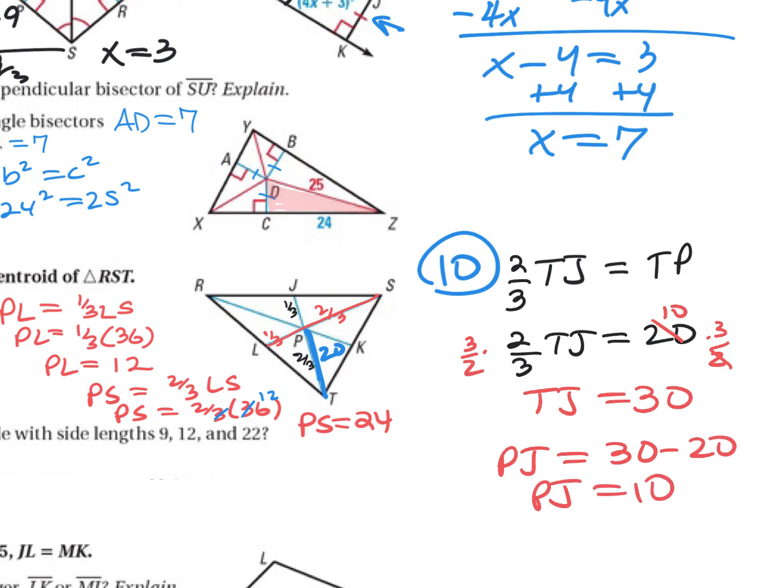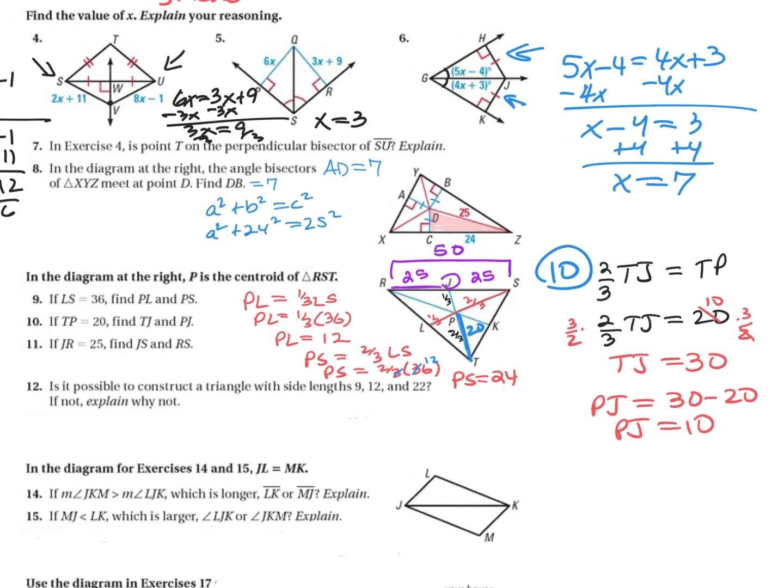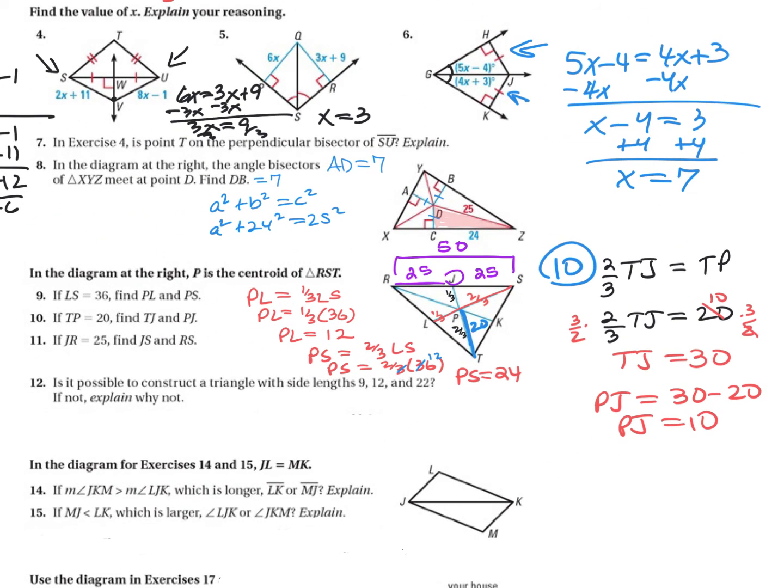Then for number 11, they gave us JR, and JR is this one right here. And I know that J is the midpoint. So if JR is 25, then JS is 25, and then RS is 25 plus 25, and it's 50. So JS is 25, and RS is 50. Because the centroid goes from the vertex to the midpoint.